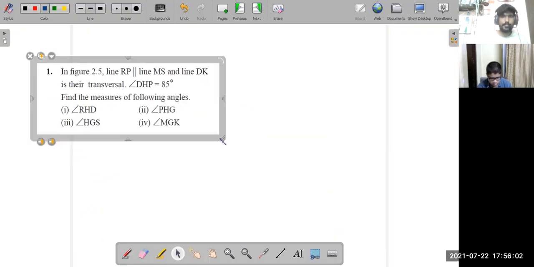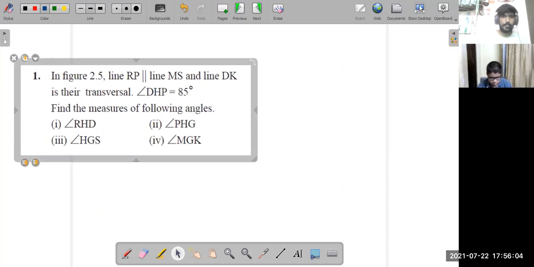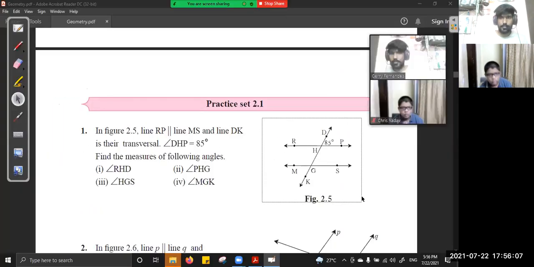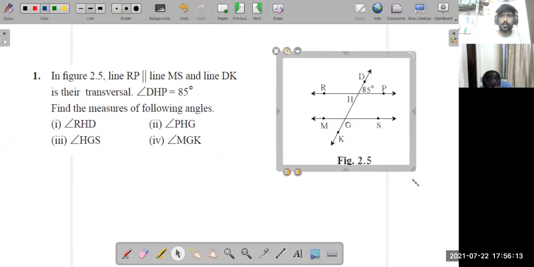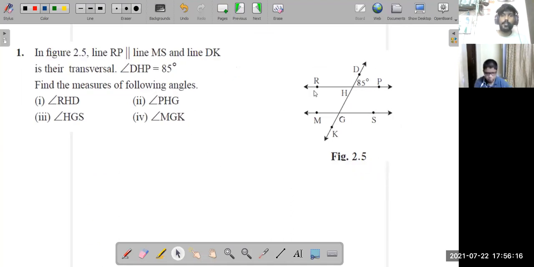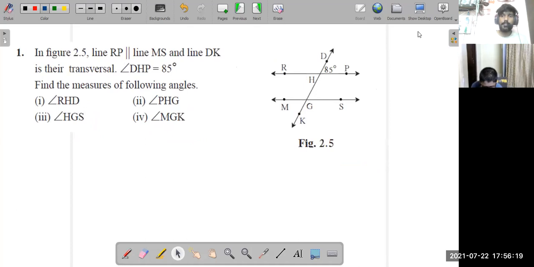In the figure, this is the figure. RP is parallel to MS. Now, this is a very, very important information that is given to us. If they would not be parallel, then we would not be able to use the theorems. So this is very important information that is given, RP parallel to MS. And they have said that DK is the transversal.